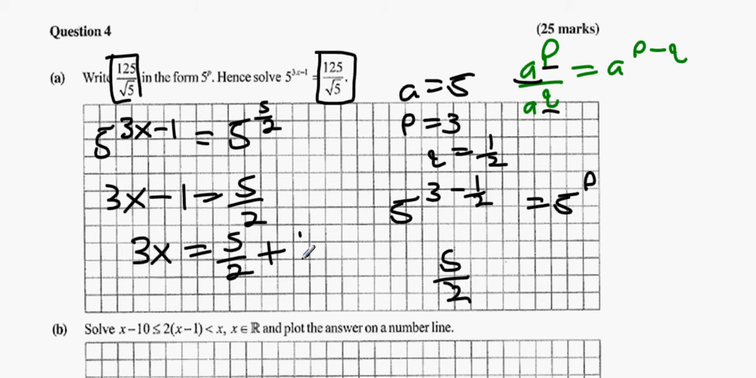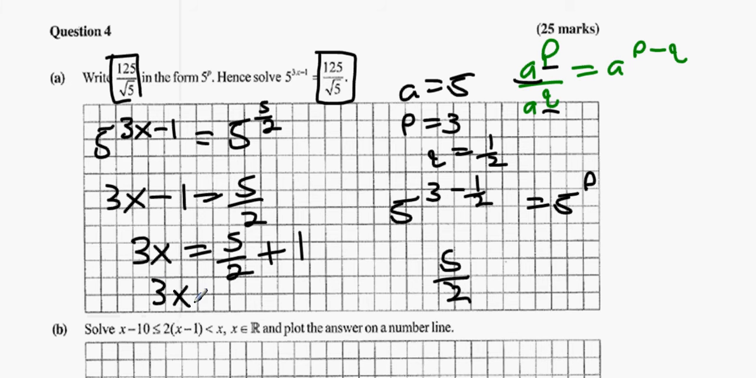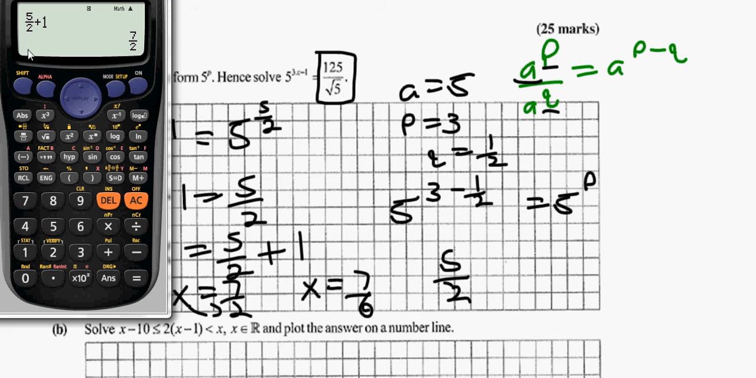So let's see what 5 over 2 plus 1 is. It's 7 over 2, so 3x equals 7 over 2. Then divided by 3, we're going to get x equals 7 over 6. 7 over 2 divided by 3, we can do that quite easily, and we find out 7 over 6.